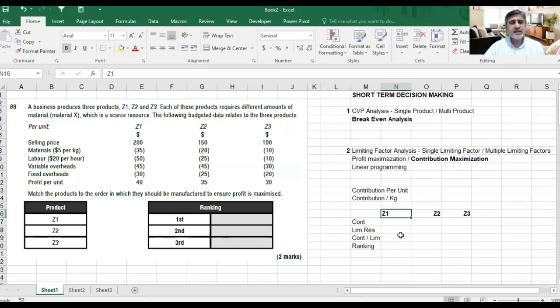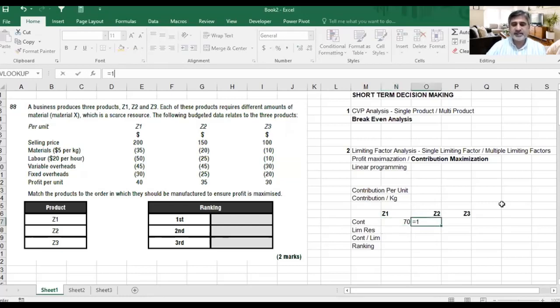Anyways, how much is the contribution from Z1? Who can tell me? Zaki, can you tell me how much is the contribution from Z1? How do you get contribution? Contribution is sales price minus variable cost. So 200 minus material cost 35, minus labor 50, minus variable overheads 45, and fixed overhead I don't need. So my contribution is 70 here.